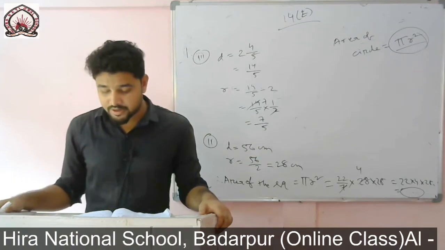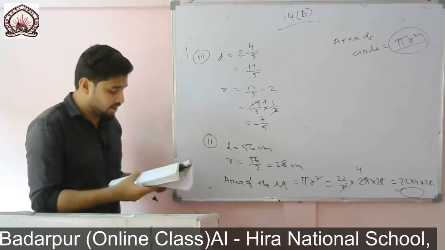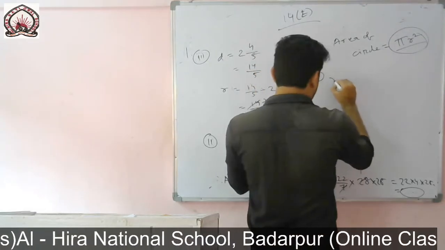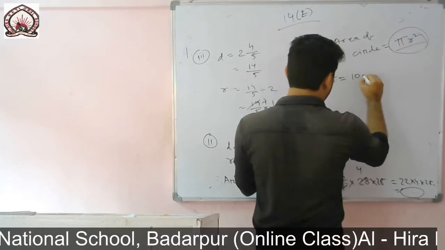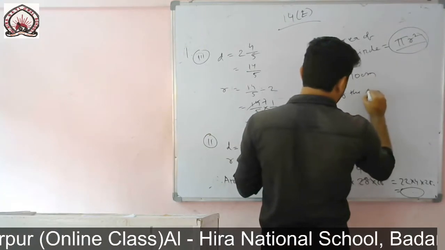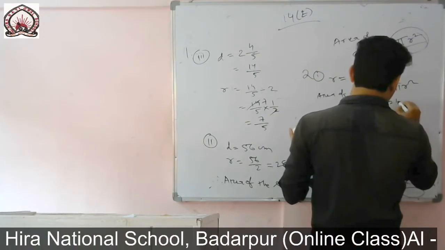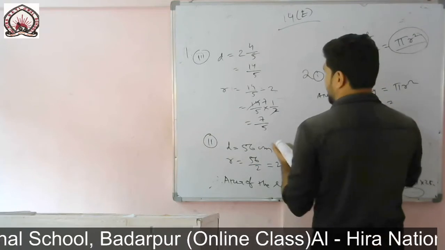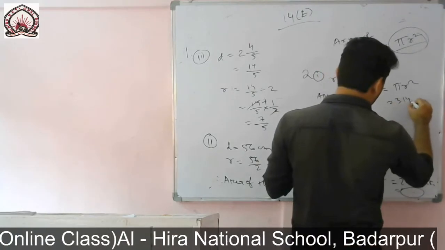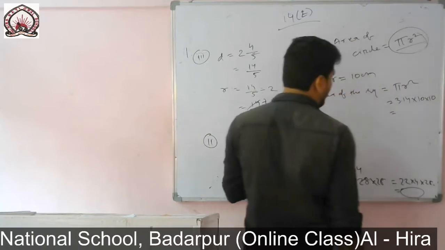But in question number 2, in place of 22/7, you take 3.14. I am showing one. Radius equals 10 centimeter. Then area of the circle equals pi r square. In place of pi, earlier we took 22/7, here we will take 3.14 into r square, that is 10 into 10. So if you multiply, then you will get the answer.